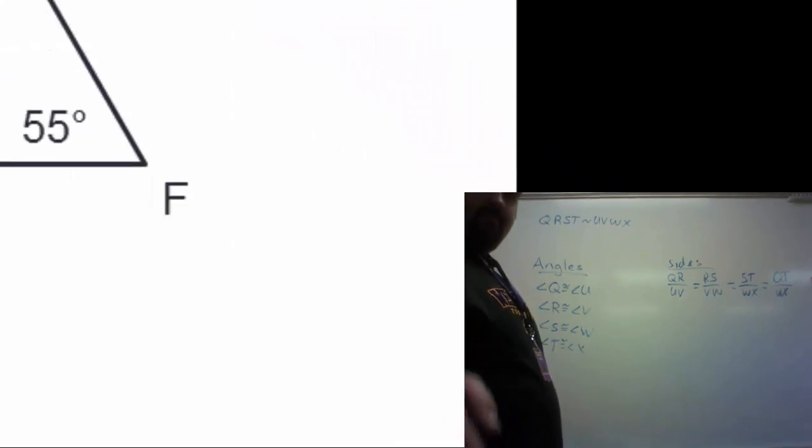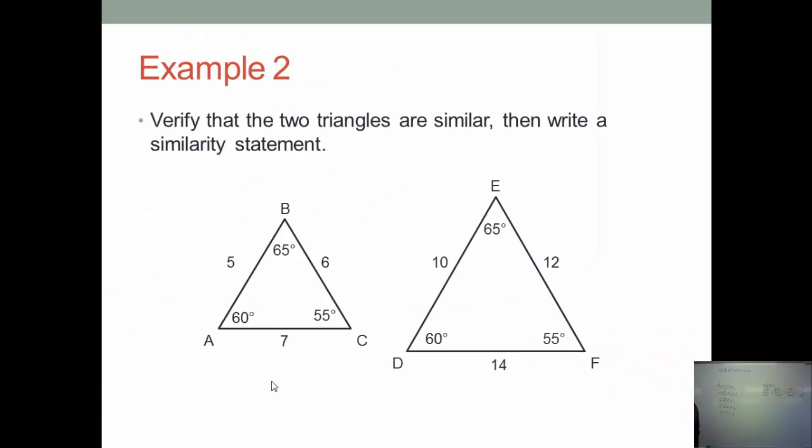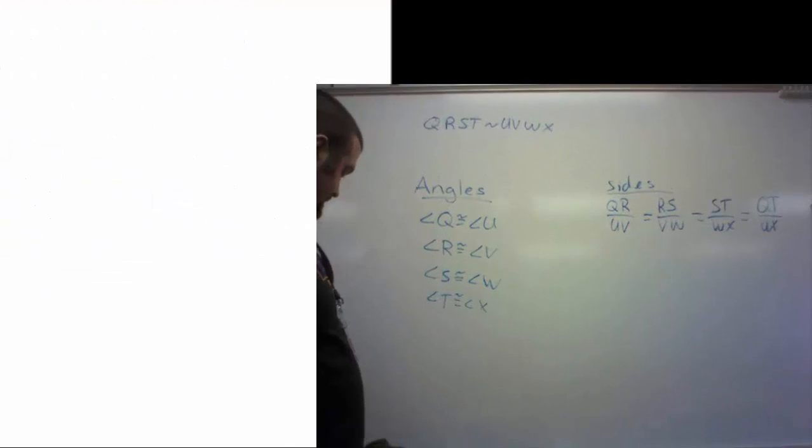Next thing. What if I asked you to verify that the two triangles are similar? Then write a similarity statement. How do I verify if they're similar? Well, two shapes that are similar have to have all the angles be the same, and all the sides have to be proportional. So that's a pretty simple check. I'm going to make sure that all the sides match up in the statement of proportionality, and I'm going to make sure that all the angles match up correspondingly.